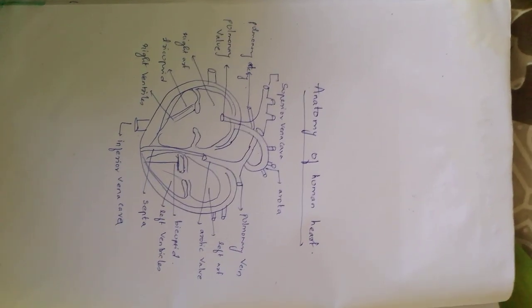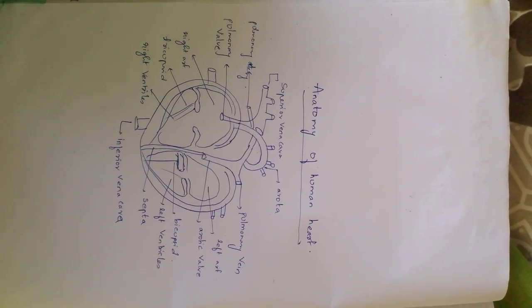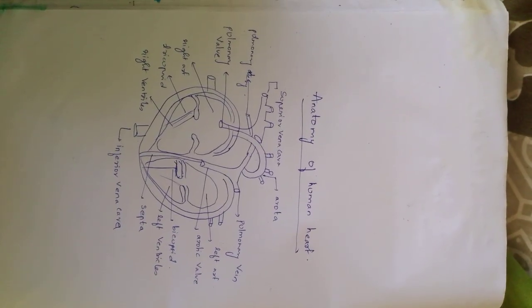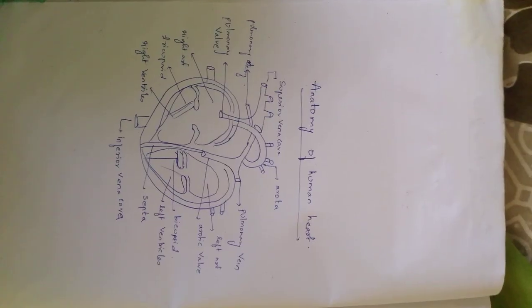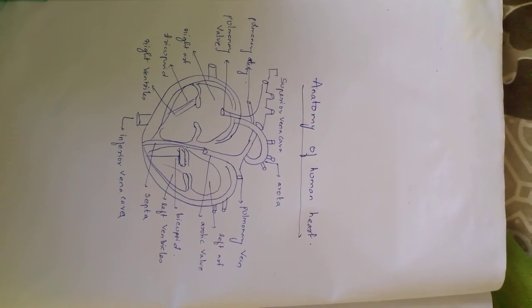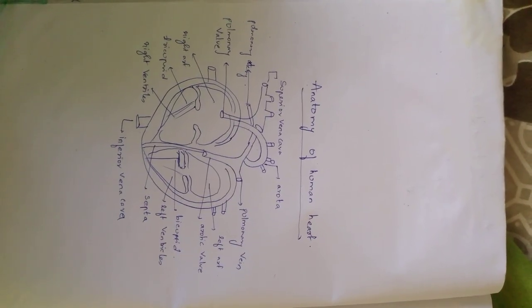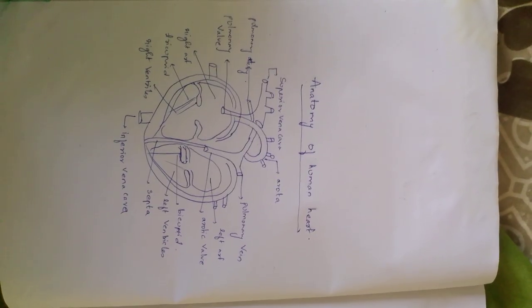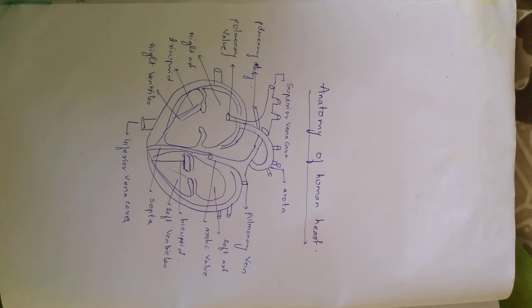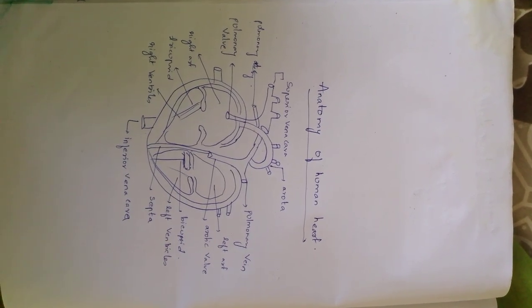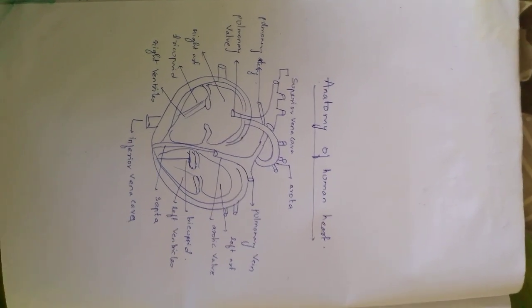Now for venous drainage, it happens in the right atrium, which carries only deoxygenated blood. In that we have two types: the greater coronary venous system, which is about 73%, and the lesser coronary venous system, which is about 27%.